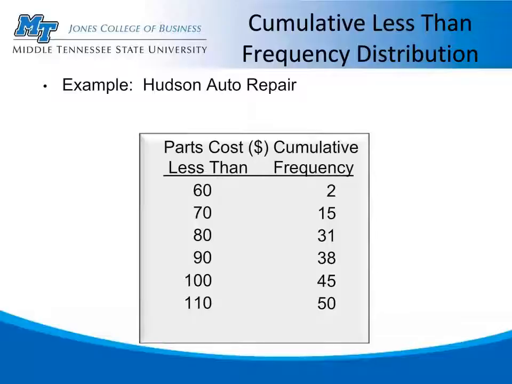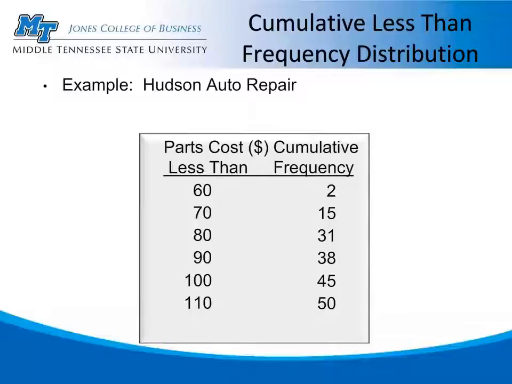Sometimes you might want to come up with a cumulative form. There are actually 4 different types of cumulative forms. You have a cumulative less than, you have a cumulative less than or equal, you have a cumulative greater than, and you have a cumulative greater than or equal. Here I'm using a less than version.